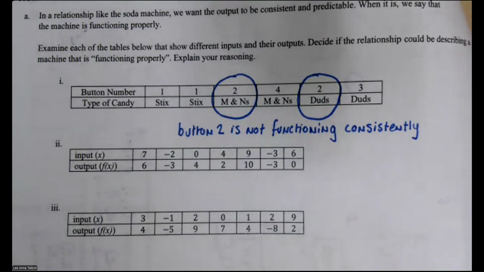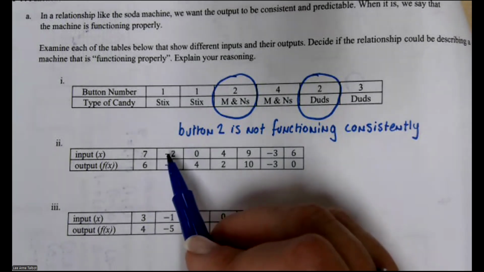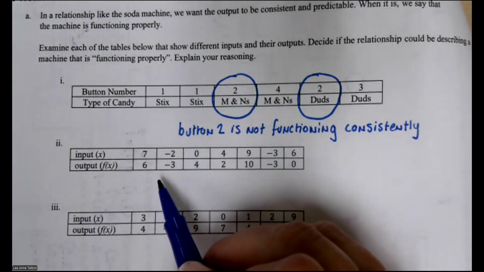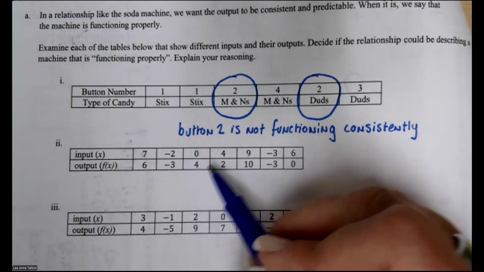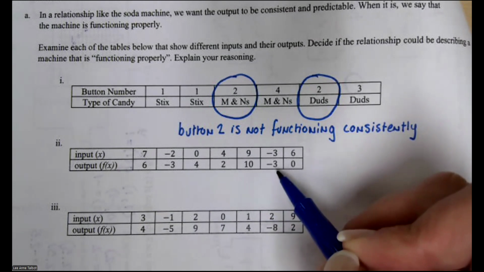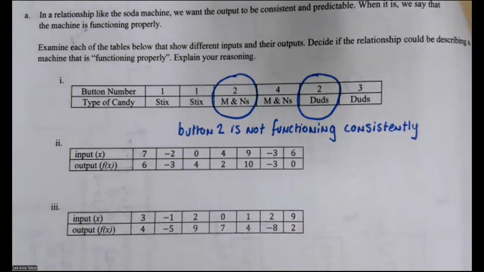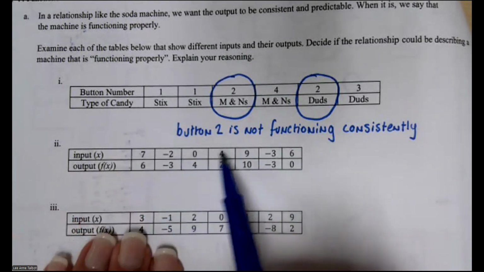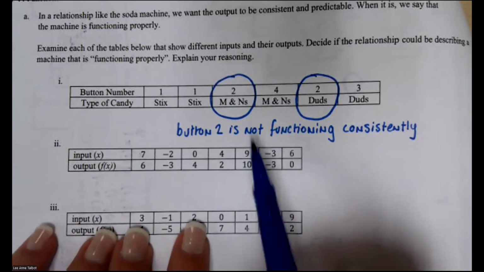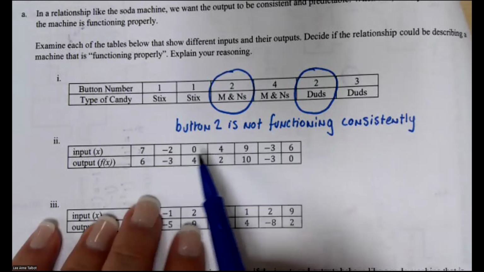Next one. Pushed a 7, got a 6. Pushed a -2, got a -3. 0 got a 4. 4 got a 2. 9 got a 10. -3 got a 6. -3 got a -3. 6 got a 0. Okay, this might look a lot more confusing, but what you're looking for is in the input section, do any of the numbers repeat? That's the problem. You see these two repeated. Is there any repeat inputs?